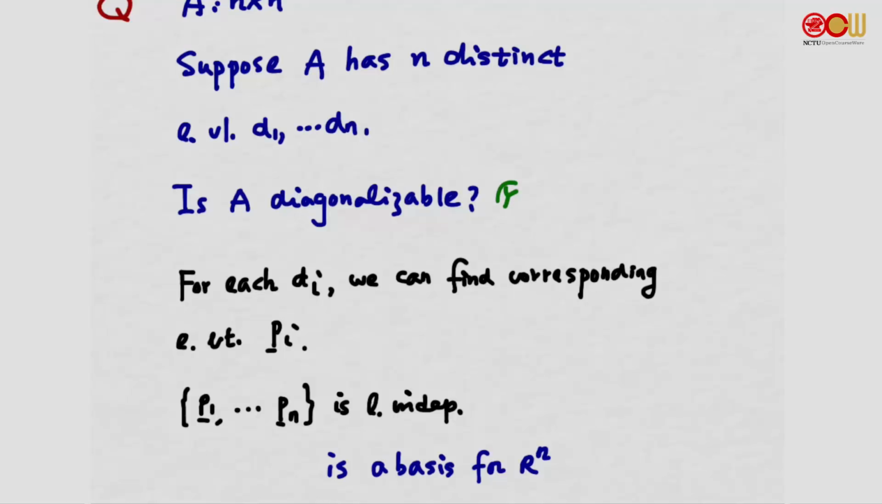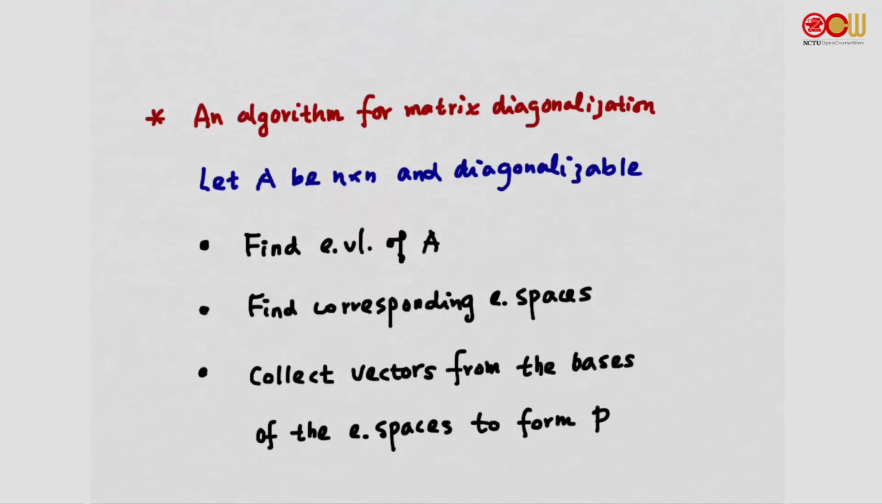A is diagonalizable. So here's an algorithm for matrix diagonalization. Suppose A is n by n, and we know that A is diagonalizable. So A is already known to be diagonalizable, so there is a basis for Rn that consists of eigenvectors of A. Then here's an algorithm that can find the diagonalization, find those P matrix and D matrix for us.